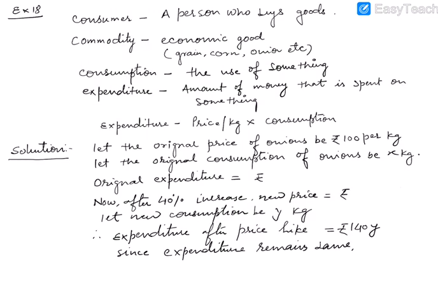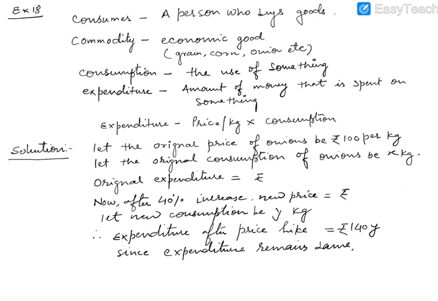In example number 18, there are some terms, so first of all, we will try to understand those terms. I'll read that question. The price of the onion has increased by 40%. By what percent must a consumer reduce the consumption of the commodity so as not to increase the expenditure? So in this question there are certain terms. First of all, we will try to understand those terms.